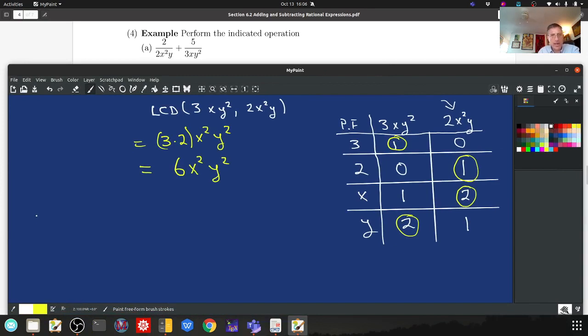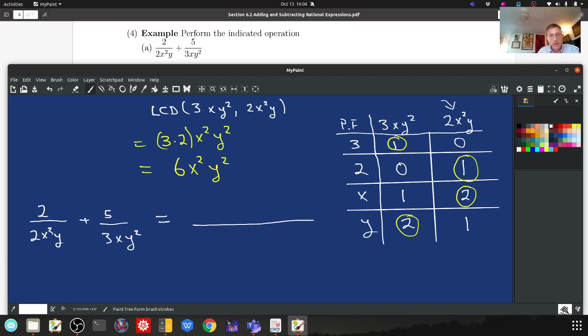We want to add 2 over 2x squared y plus 5 over 3xy squared. So by my formula, you can fill out part of the answer. Of course, there's going to be simplifications.